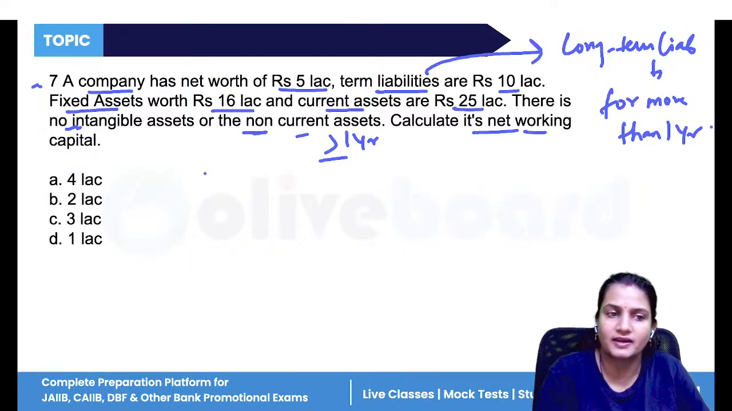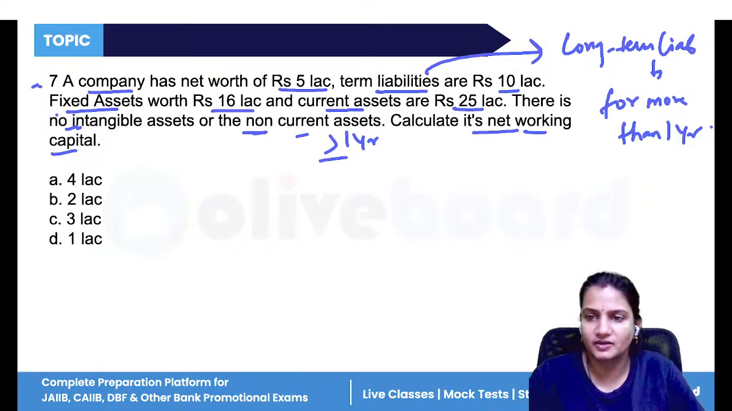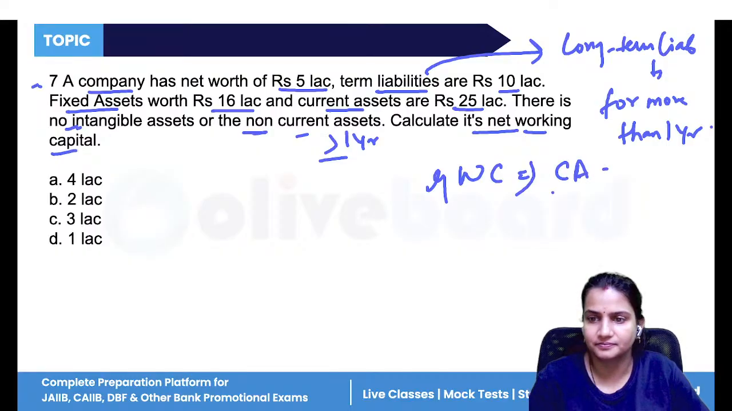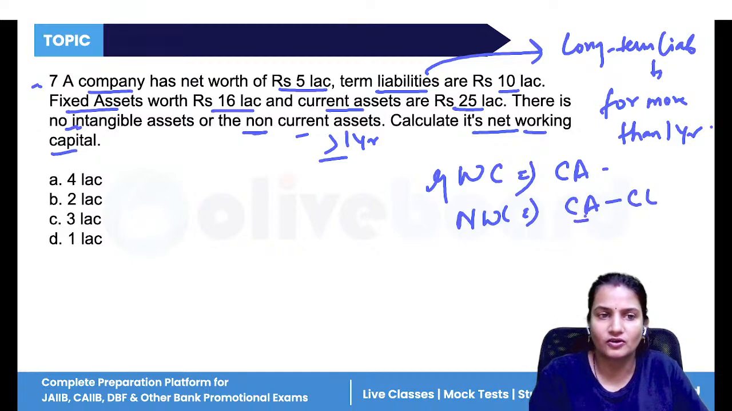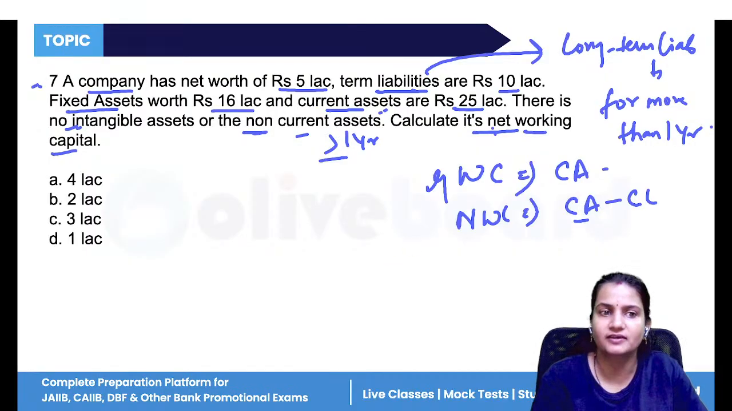Now, you have to find the net working capital. First, what is the formula of net working capital? See, if simply gross working capital is written, it means it is your current assets. If net working capital is there, it means current assets minus current liabilities. So, you should know your current assets. Current assets are given, but no current liabilities are given. So, first you have to find the current liabilities, and then you have to find net working capital.